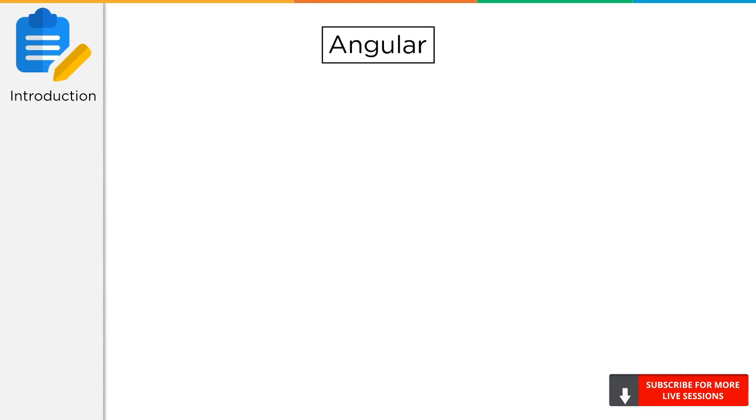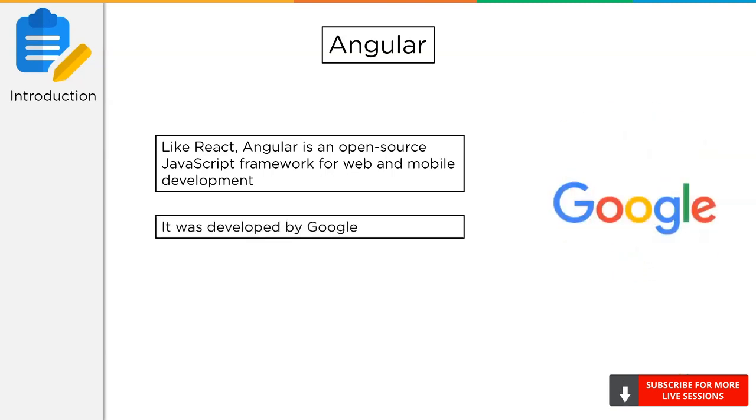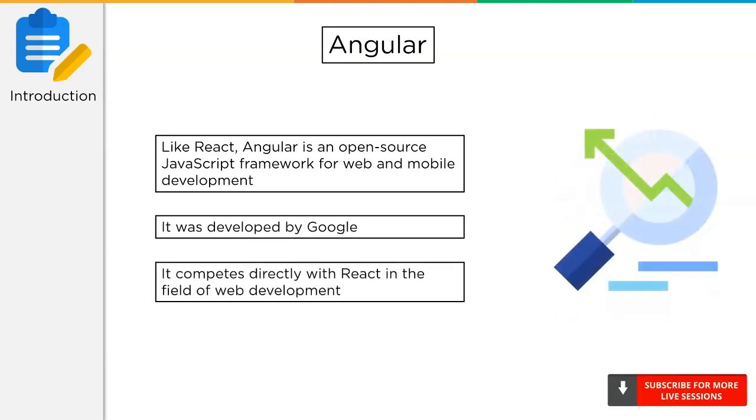Moving on to Angular. Angular is an open source JavaScript framework for web development and mobile development. It is TypeScript based and is managed by Google's Angular team and the Angular developer community. Launched in September 2016, Angular, also known as Angular 2.0, is a complete rewrite of AngularJS, which was introduced in 2010. It competes directly with the React front-end library.